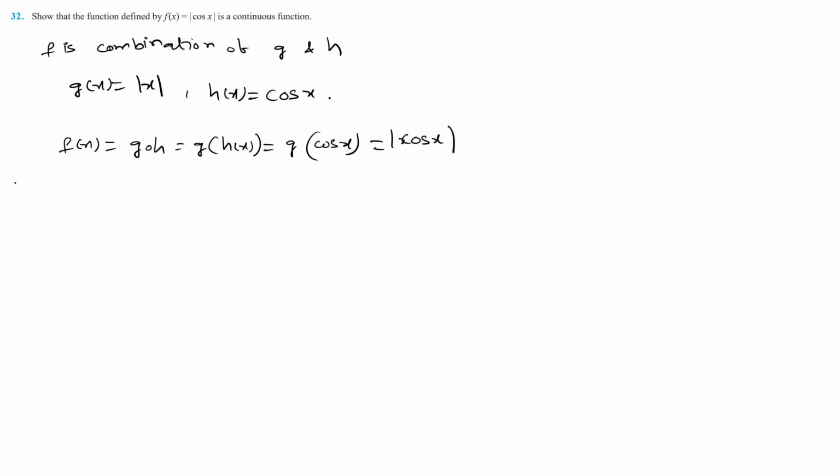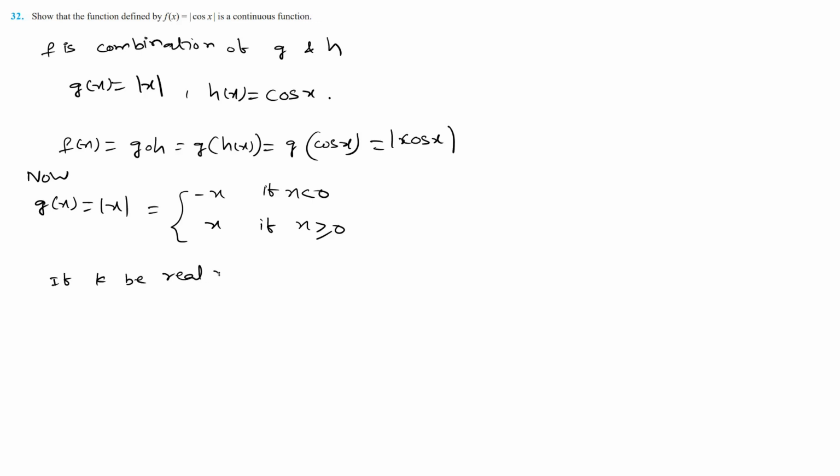Now we are taking here the first part, g of x is modulus of x here. So g of x is equal to modulus of x we are taking now. So modulus x, what we can write here. One is minus x if x is less than 0, and positive x only if x is greater than or equal to 0 here. Okay. So if k is any real number, let k be a real number.